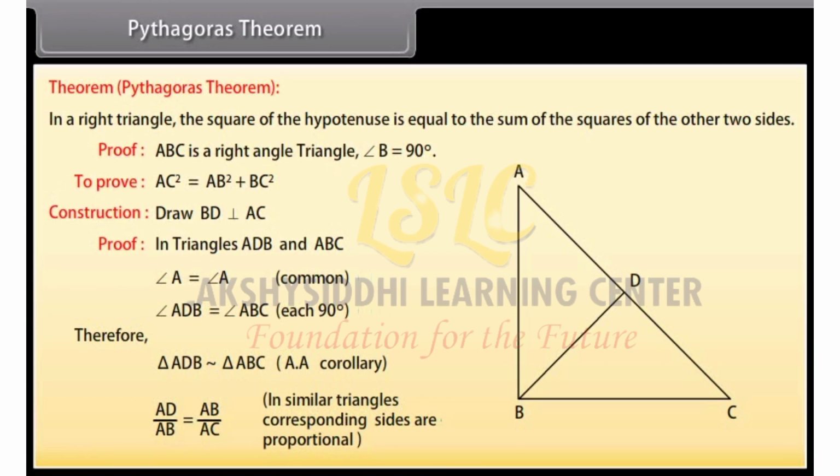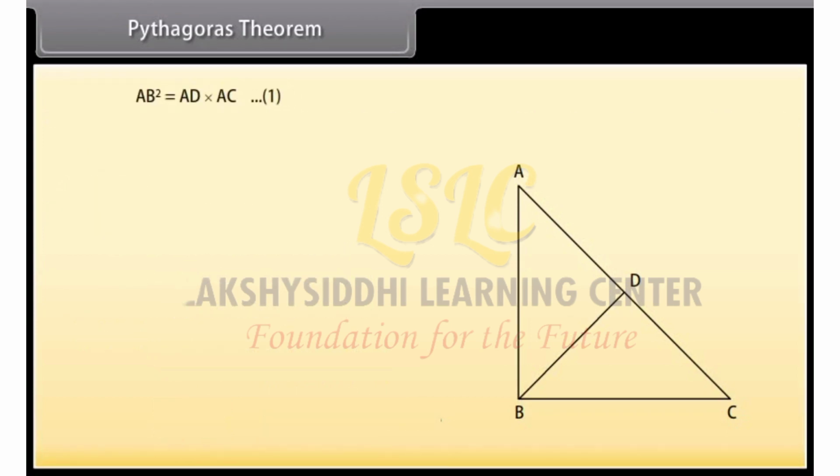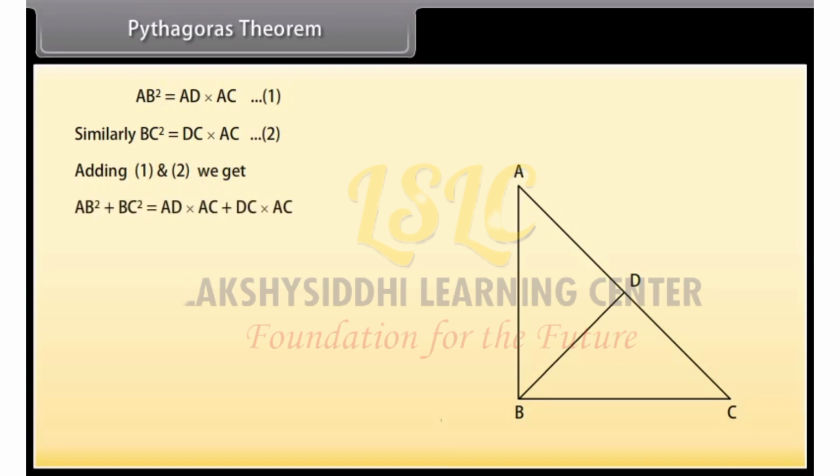Or we can write it as AB square equals AD into AC, mark it as 1. Similarly, BC square equals DC into AC, mark it as 2. By adding 1 and 2 we get AB square plus BC square equals AD into AC plus DC into AC, which equals AC into AD plus DC, AC into AC, AC square. Therefore, AB square plus BC square equals AC square. Hence proved.